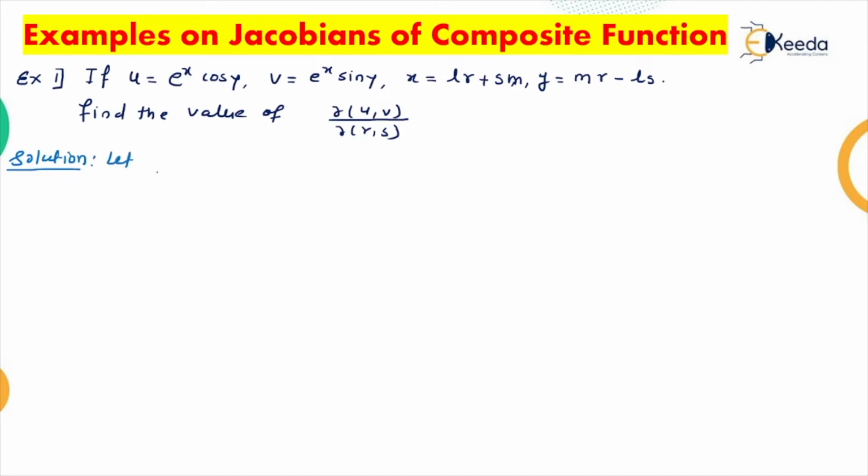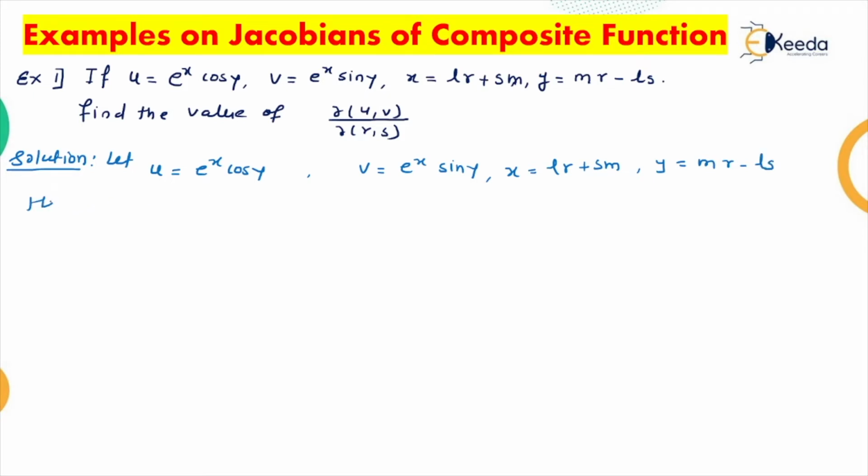These are the functions you have been given. Let u be e to the power x cos y, and v is e to the power x sin y. First of all, you have to note that x equals lr plus sm, and y equals mr minus ls.